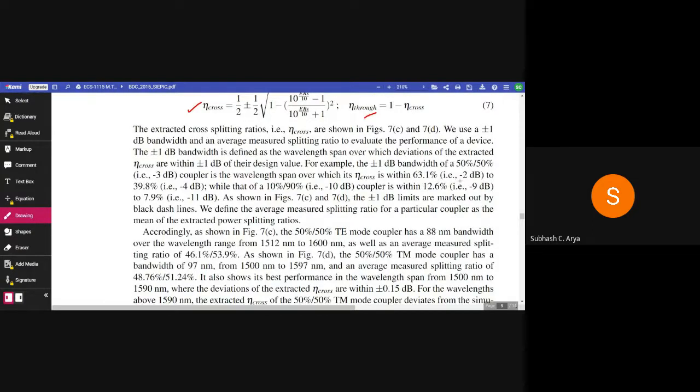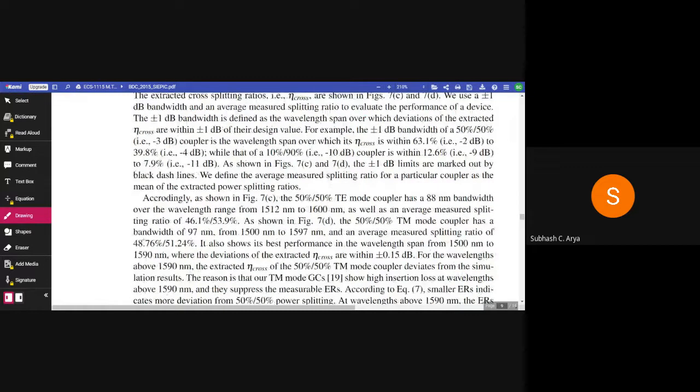that is minus 2 dB, to 39.8%, that is minus 4 dB, while that of a 10-90% coupler, that is minus 10 dB, is within 12.6%, that is minus 9 dB, to 7.9%, that is minus 11 dB. As shown in figure 7C and 7D, the plus or minus 1 dB limits are marked out by black dashed lines. We define the average measured splitting ratio for a particular coupler as the mean of the expected power splitting ratios.